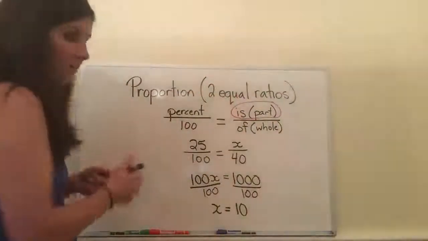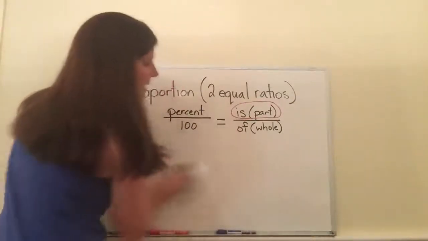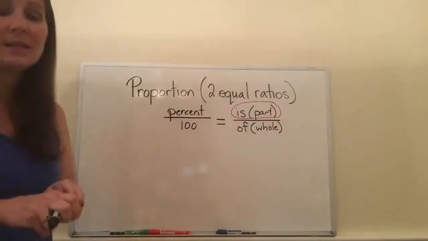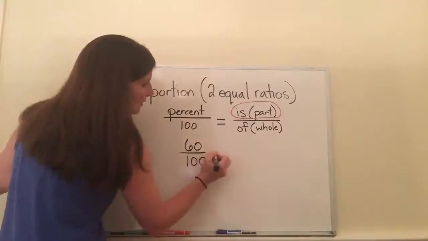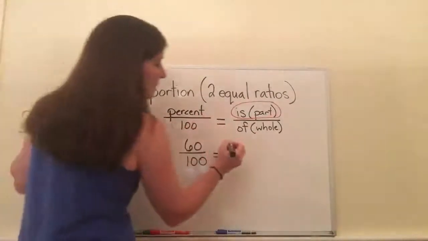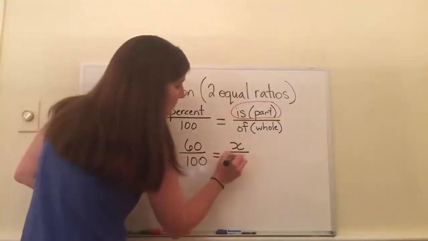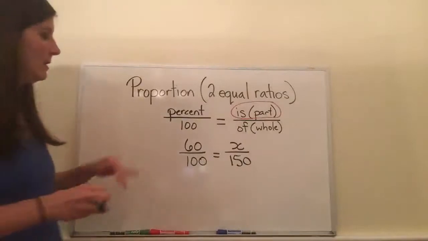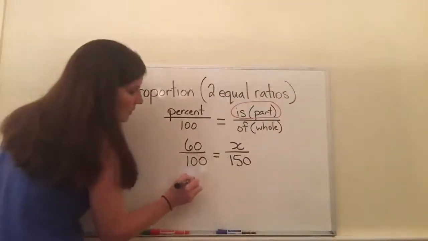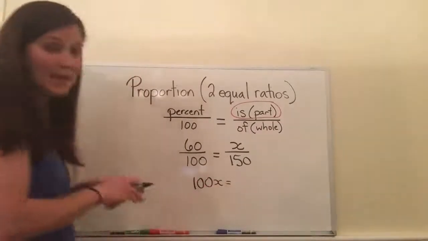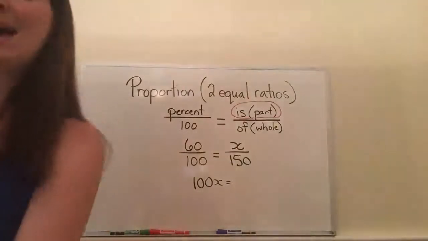So for this one, let me erase. I'm just going to leave this original thing up so that we always have it right in front of us. So 60% of 150. So I'm going to do 60 over 100 equals, I don't know my is, so I'm going to substitute x there. 60% of 150, so my of is going to have 150 there. So if we are cross multiplying, we need to do 100 times x, which is 100x, equals, then we need to say 60 times 150 equals 9,000.